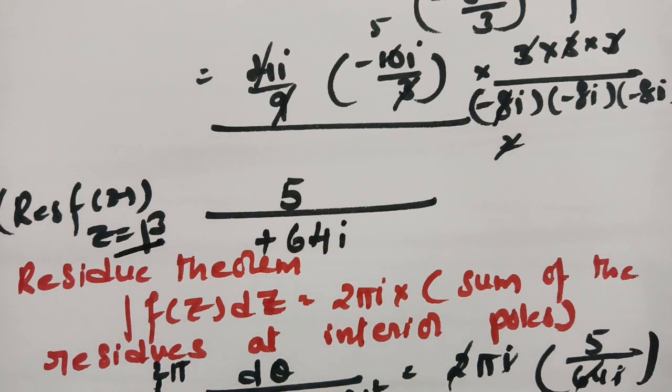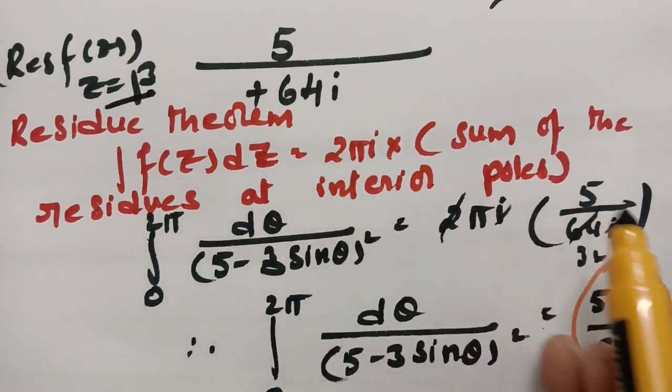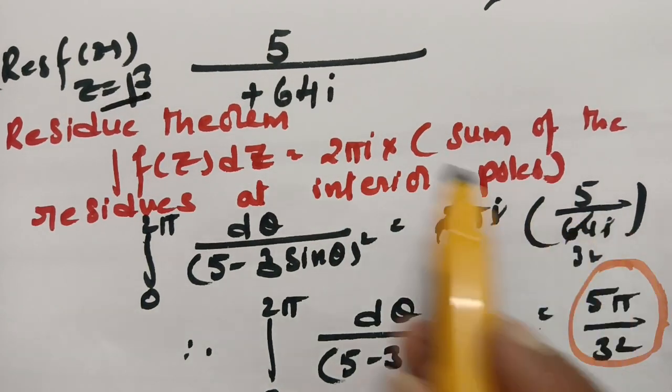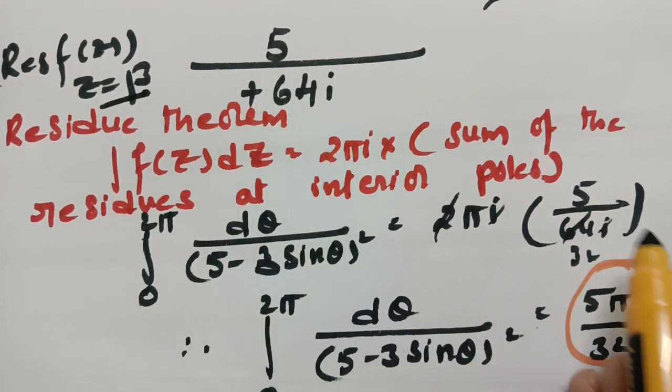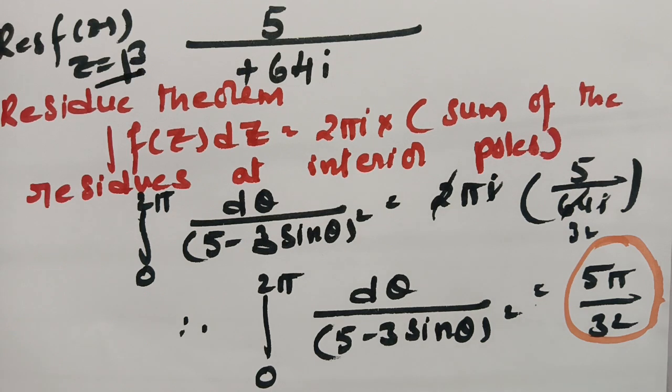5 by 64i. So I have to apply residue theorem. Residue theorem is 2 pi i into the sum of the interior poles residue value, that is 5 by 64i. If I cancel this one, 5 pi by 32 is the final answer.